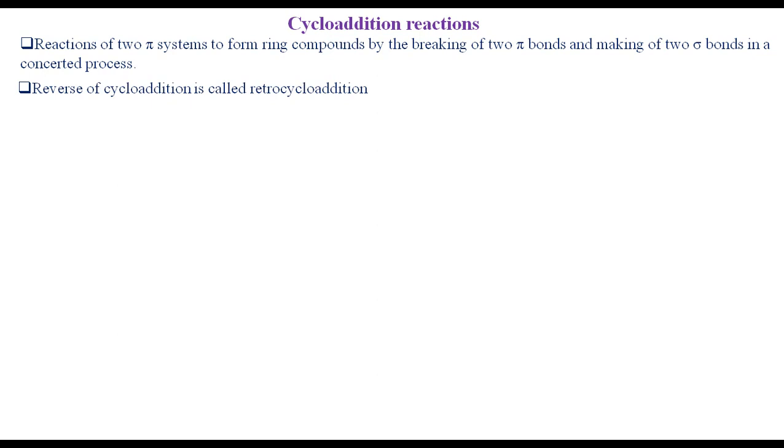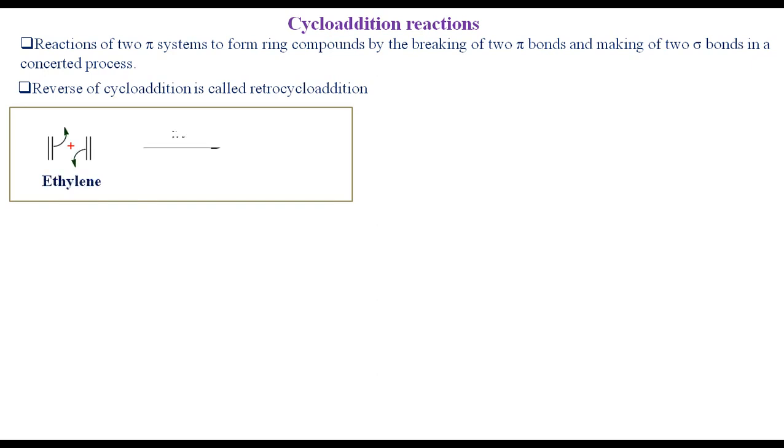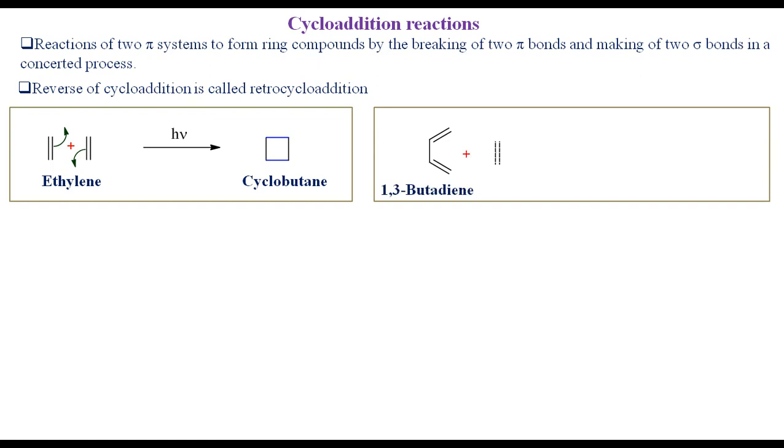Typical examples are the conversion of two molecules of ethylene into cyclobutane and reaction of 1,3-butadiene with ethylene to produce cyclohexene. During the cycloaddition reactions of two ethylene molecules, two pi bonds are consumed. In replacement, two sigma bonds in the product cyclobutane are formed. Similarly, during the cycloaddition reaction of 1,3-butadiene and ethylene, two pi bonds of the reactants, one from each, are consumed to form two sigma bonds in the product.